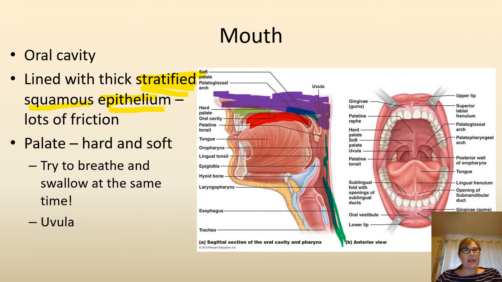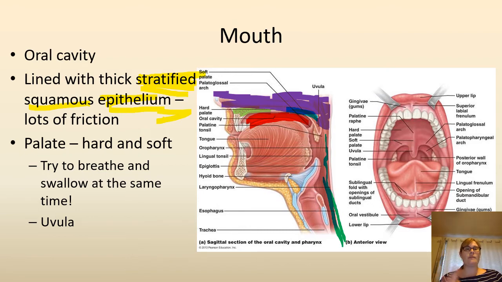So the stratified component of this, stratified means multiple layers, and squamous means they're flattened cells. So this is going to withstand a lot of damage without causing bleeding, because that stratified thickness is going to allow for a lot of damage to happen before it reaches blood vessels.